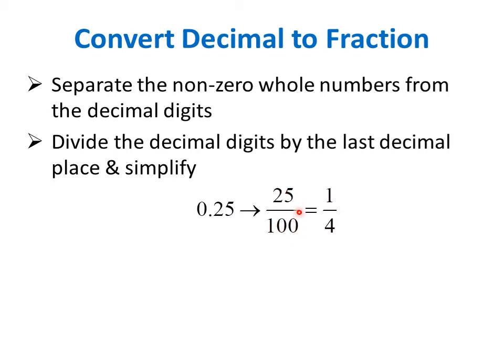Okay, so how do we simplify this fraction? We know that there are 4 25s in 100. So 0.25 is equal to the fraction 1/4.